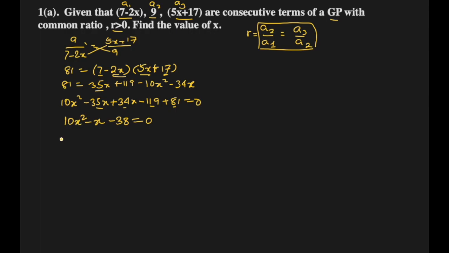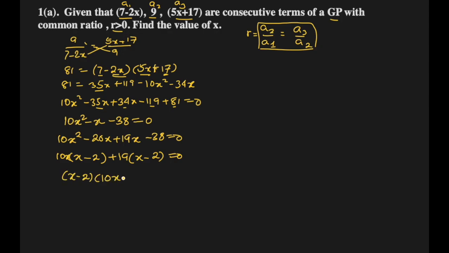I like factoring, so I will do that. You can use the quadratic formula, or some calculators can do it straight away. So it will be 20x here plus 19x minus 38. So 10x, x minus 2, plus 19 times x minus 2 equal to 0. So x minus 2 is common in both: x minus 2 times 10x plus 19 equal to 0.